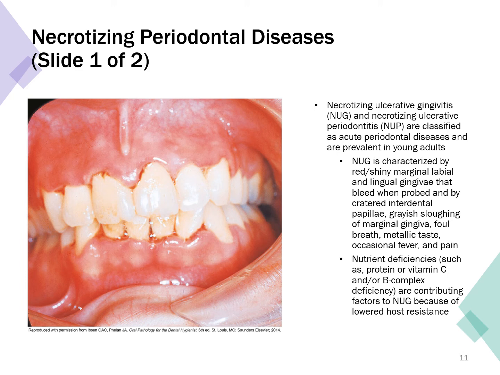Nutrient deficiencies are going to contribute to NUG, by no means do they cause it, but they will contribute. Anything like a protein deficiency, a vitamin C deficiency, right? Maybe this is kind of a piggyback on scurvy, and or a vitamin B complex deficiency. And any deficiency of those three is going to lower that host resistance.